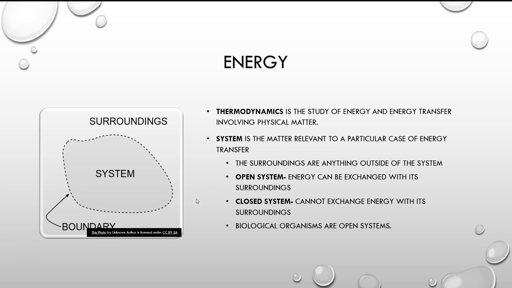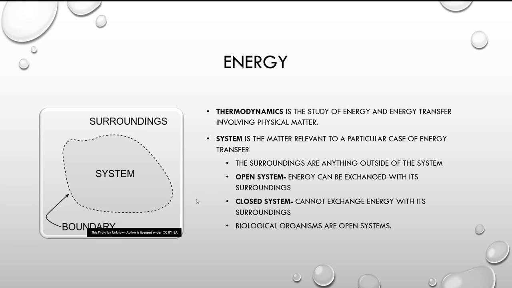So the surroundings is anything outside of the system. If we're talking about an open system, energy can be exchanged with its surroundings. If we're talking about a closed system, energy cannot be exchanged with its surroundings. So in biology, biological organisms are open systems because one of the properties of life is that we have to acquire energy from our surroundings. And so we think of ourselves as an open system. We need to acquire our energy. So us as humans, as consumers, we eat our energy, right?